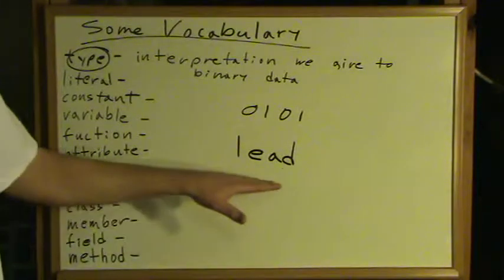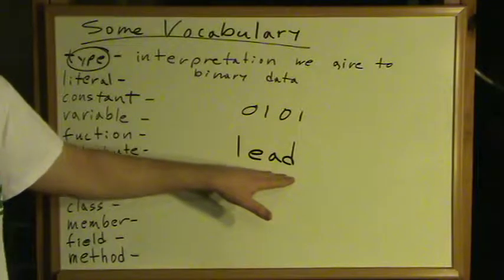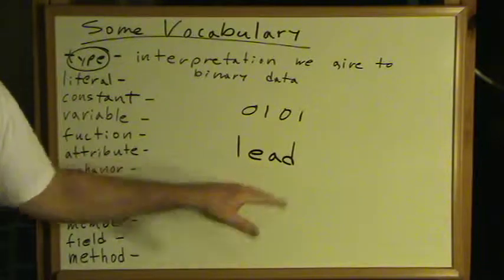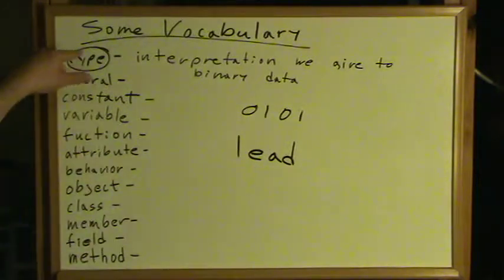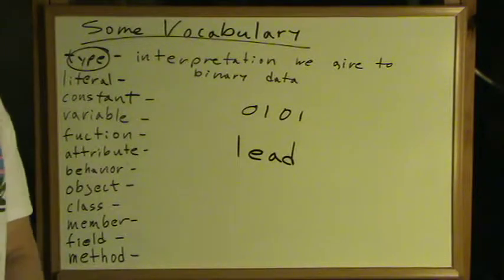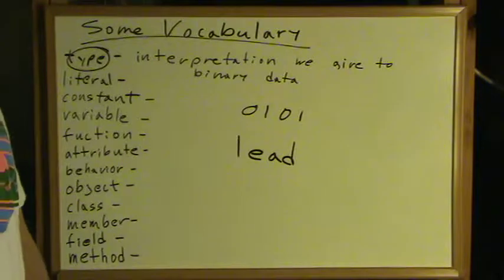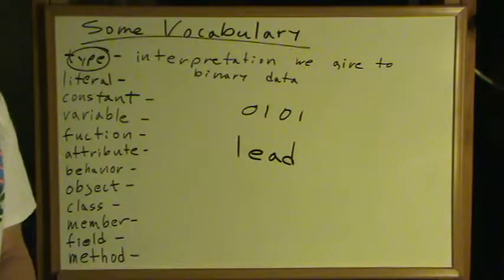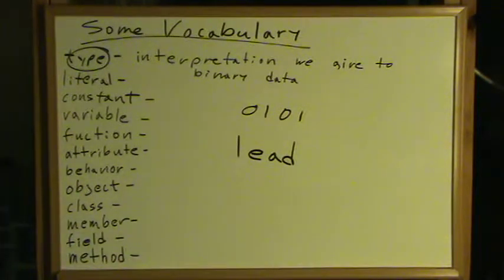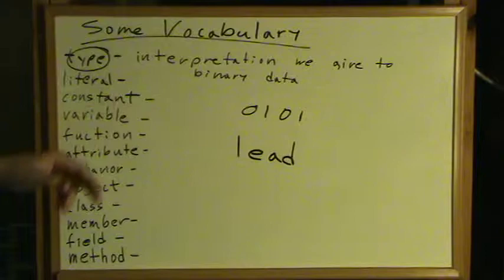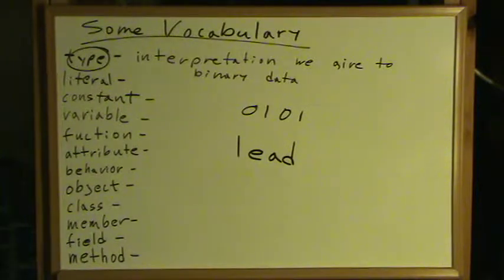See, this is data, and its interpretation depends on what type it is. If it's a noun, we're probably referring to the metal. If it's a verb, we're probably referring to leading someone in a certain way. Similarly with these numbers, they need to be given context, and the type gives them that context.